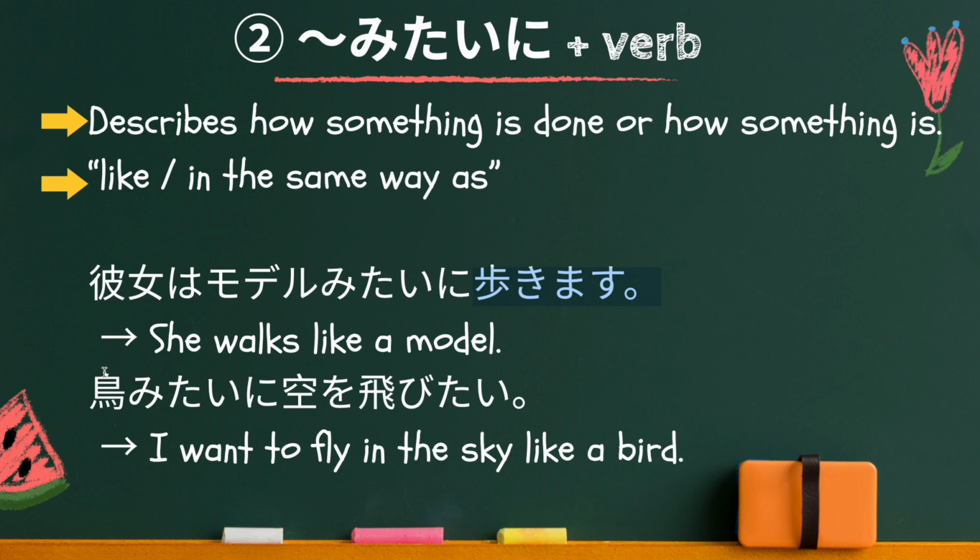Next one. I want to fly in the sky like a bird. 鳥みたいに空を飛びたい。みたいに and then there is a verb to do the same way as a bird.